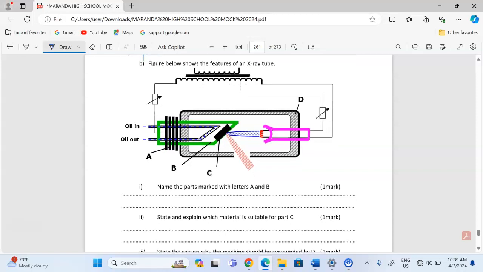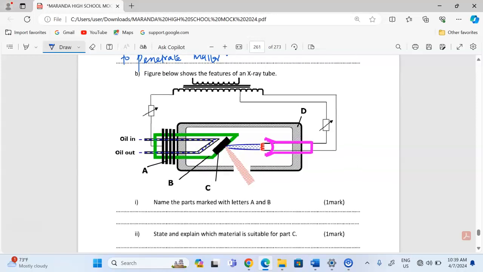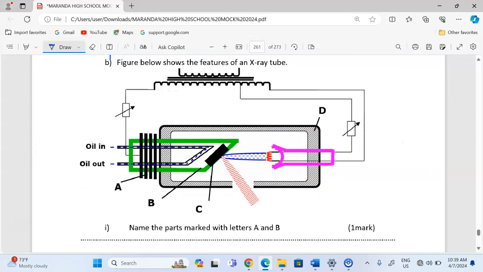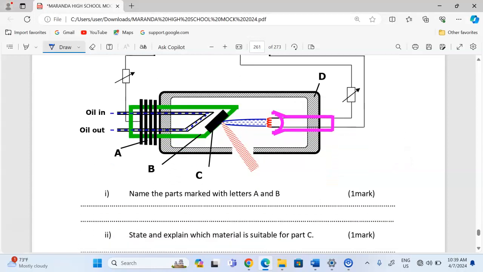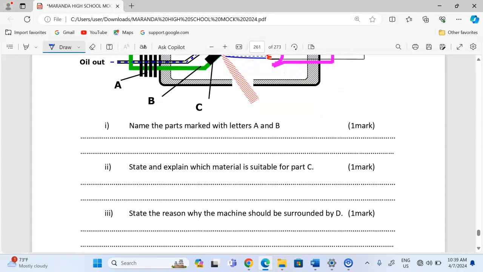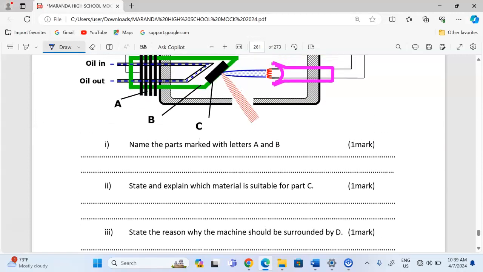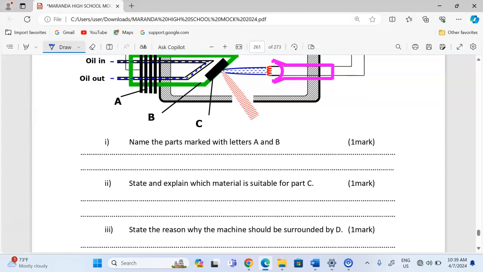So this is an X-ray tube where X-rays are produced. Now in the X-ray tube, we can see some parts labeled with unknowns, others indicated like oil in and oil out. Then when we proceed to the questions, like in part 1, we are told to name the parts labeled A and B. So when you see the arrow which is labeled A, that arrow is pointing at what we call the cooling fins.